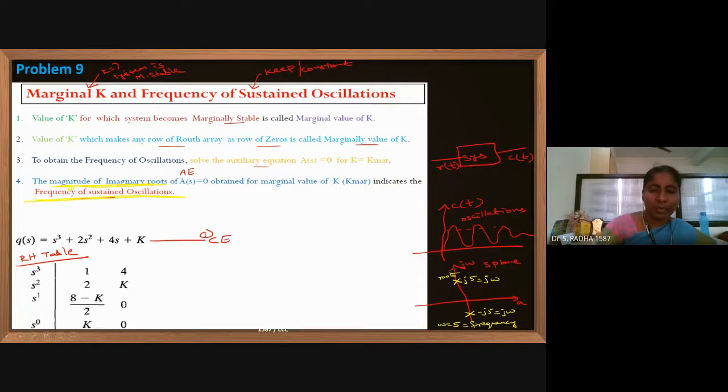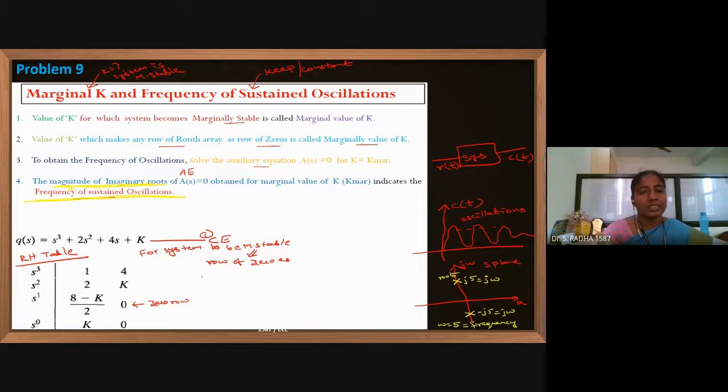Now we are given a problem. Let us try to find k value, then we will go with the magnitude of imaginary roots. I will take up the first column. For the system to be marginally stable, a complete row of 0 should occur. I will assume this is the 0 row. Complete row of zeros, 0 row.